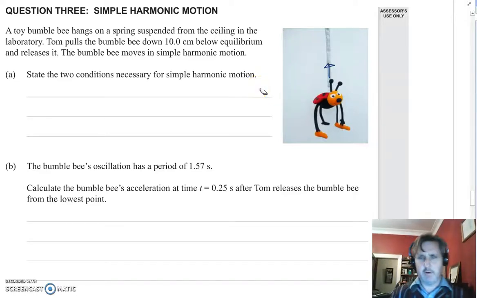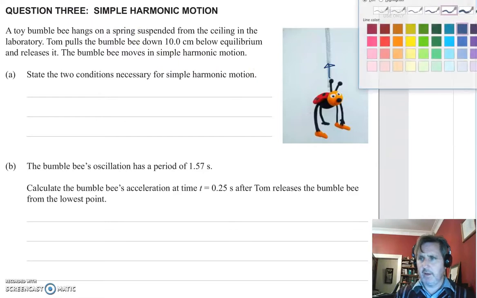I'm going over the third and last question of the Level 3 Mechanics 2016 NCEA paper. This question is on simple harmonic motion, so let's start on this now. So let's read through the question.